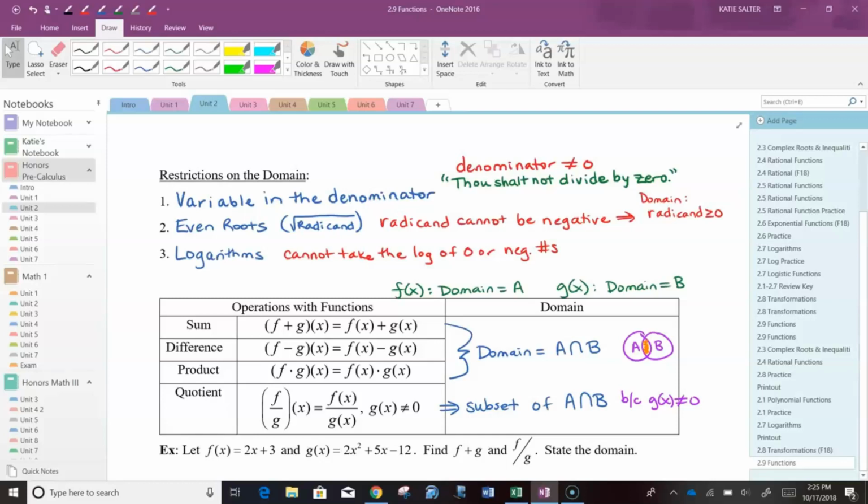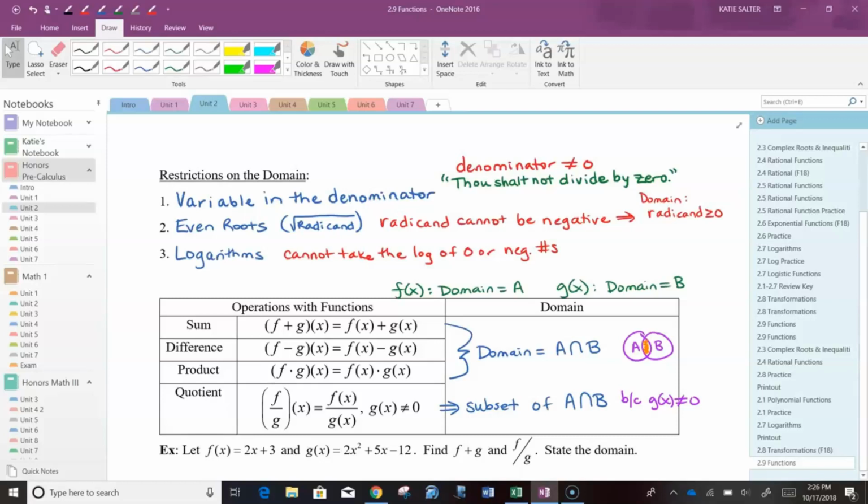The third reason is logarithms. If we have a logarithm, we have to make sure that we find any values that would make what's inside our log 0 or negative, because we know that the domain of logarithms is only positive real numbers.